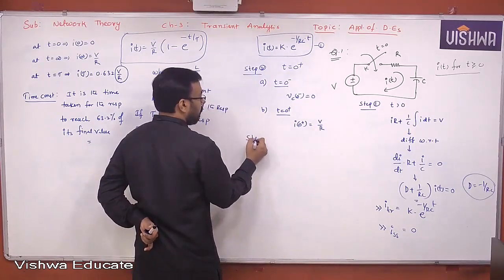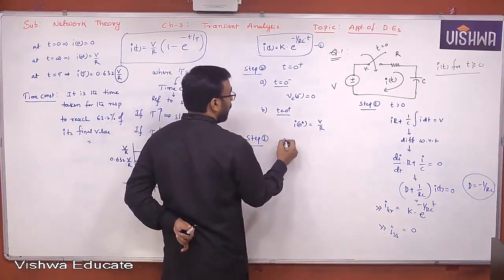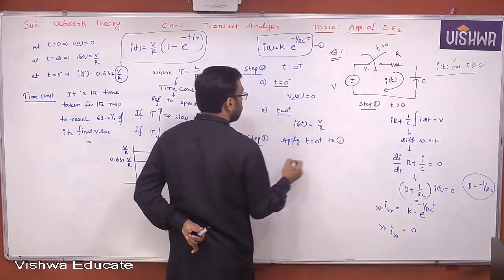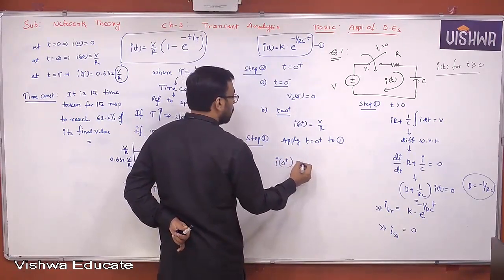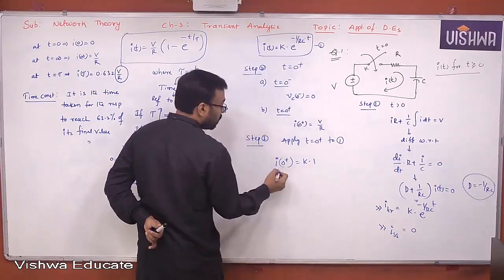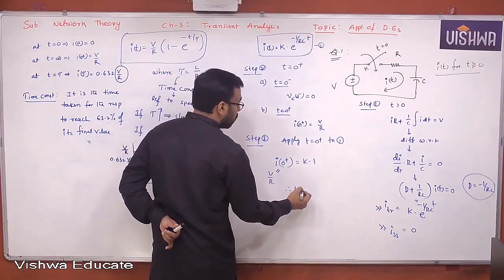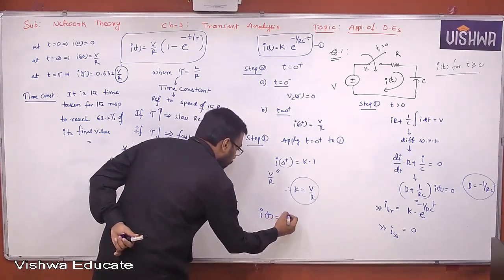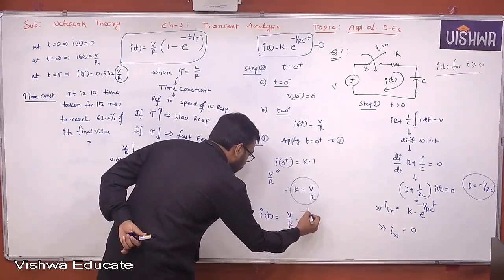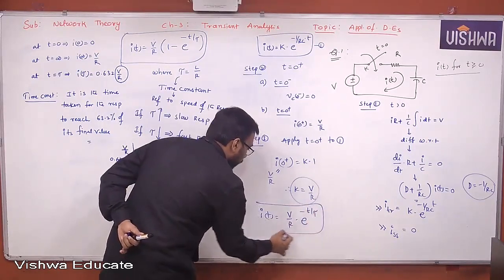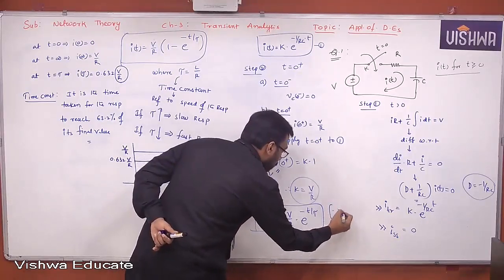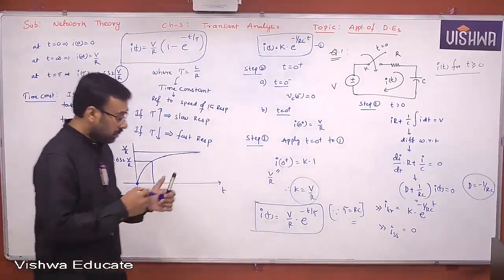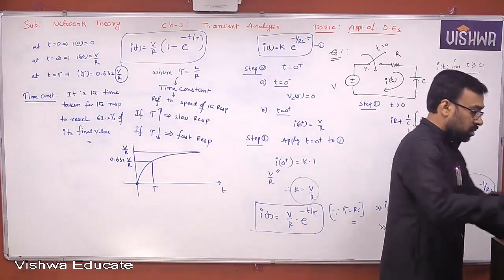Step 3: apply t = 0+ conditions to equation 1. i(0+) = K × 1, and this value is V/R. Therefore, K = V/R. Now you find the total response: i(t) = V/R × e^(−t/τ), where τ = RC. The time constant again. Understand all of you?